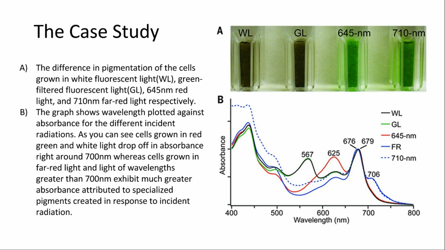The cyanobacteria exhibit no absorption for wavelengths of light past 700 nanometers for the first 3 light sources. For cells grown in 710 nanometer and far red light, absorptions at wavelengths below 670 nanometers were drastically reduced, but uptake for wavelengths from 700 nanometers to 800 nanometers had a threefold increase over cells grown in other light sources. This pattern is indicative of special pigment synthesis.